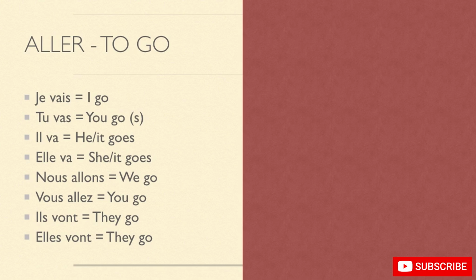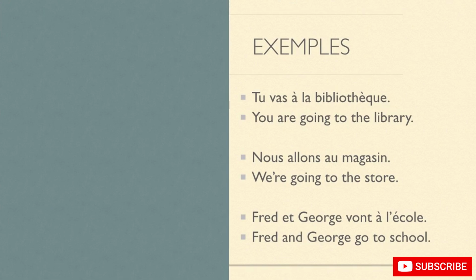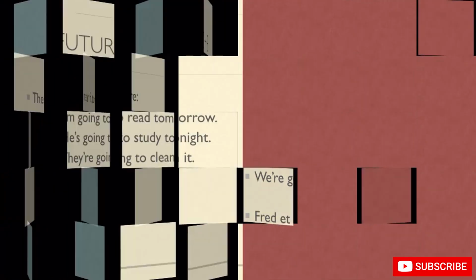So, the conjugations are as follows: Je vais, tu vas, il va, elle va. Nous allons, vous allez, ils vont, elles vont. So aller can be used as a standalone verb. For example, I go to the market, which we will see right now. So for example, tu vas à la bibliothèque. You are going to the library. Nous allons au magasin. We're going to the store. Fred et Georges vont à l'école. Fred and George are going to go to school.